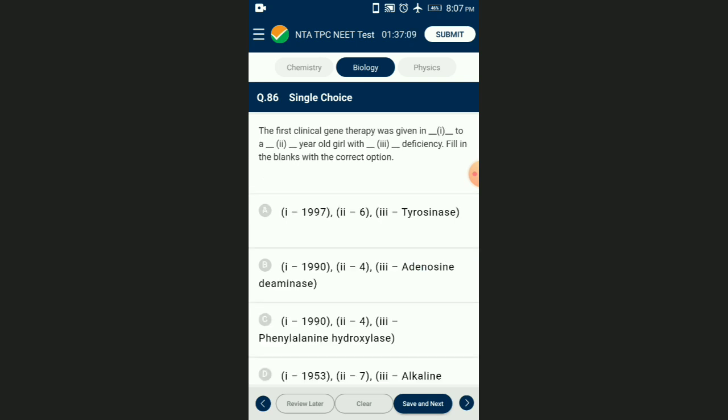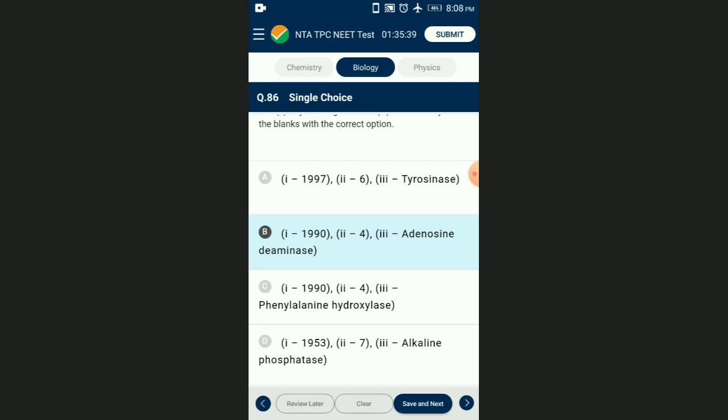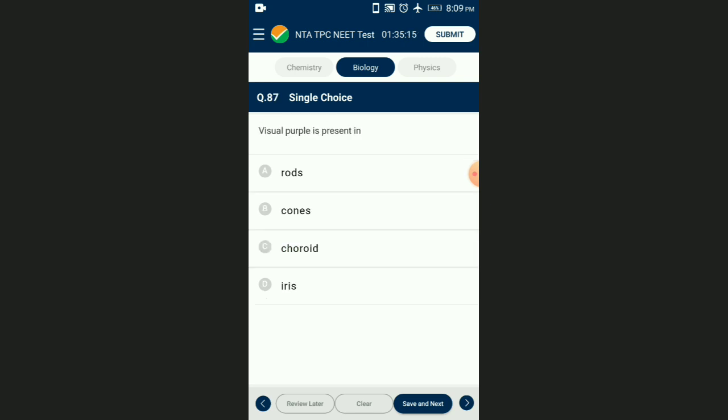Question number 86. The first clinical gene therapy trial was given in the year of 1990 to a 4-year-old girl with adenosine deaminase deficiency. The answer for this question is option B. Question number 87. Visual purple is present in. Rhodopsin is present in the rods of human eye. So the answer for this question is option A, rods. The rods contain pigments that help to see in dim light.